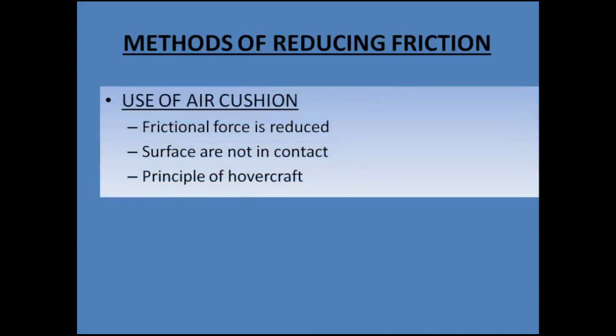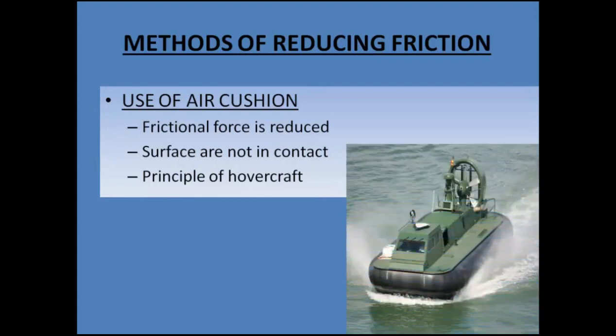Use of an air cushion is another method of reducing friction. If two solid surfaces are separated by an air cushion, then the frictional force is reduced to a much greater extent. This is because the two surfaces do not come in direct contact with each other. This is also the principle of the hovercraft, which can travel over rough land or sea with the help of an air cushion.